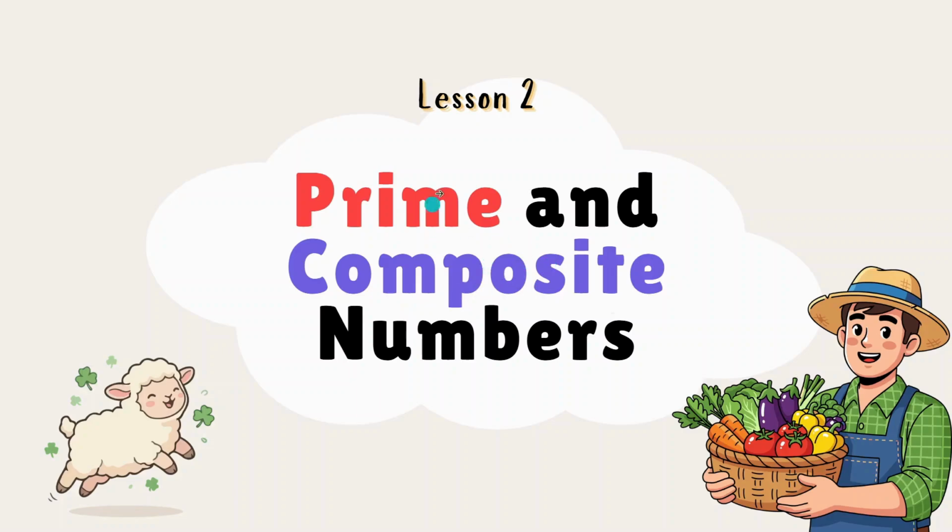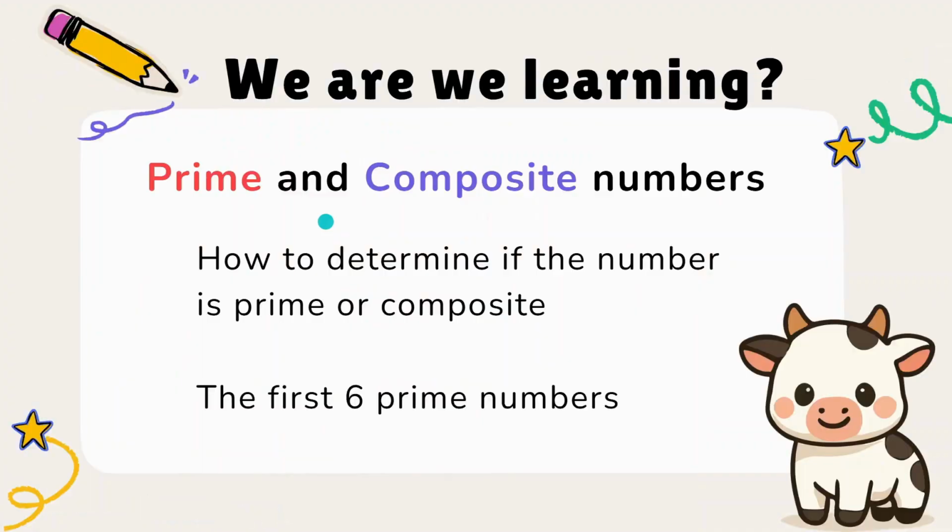Now we're going to learn about prime and composite numbers. Okay, we did learn about whole numbers and natural numbers and integers. So what are we learning today? We're going to learn about prime and composite numbers, how to determine if a number is prime or composite, and of course, the first 6 prime numbers. This is going to be very important if you want to know how to calculate your HCF and LCM. But first, it's important to know how to determine if the number is prime or composite.